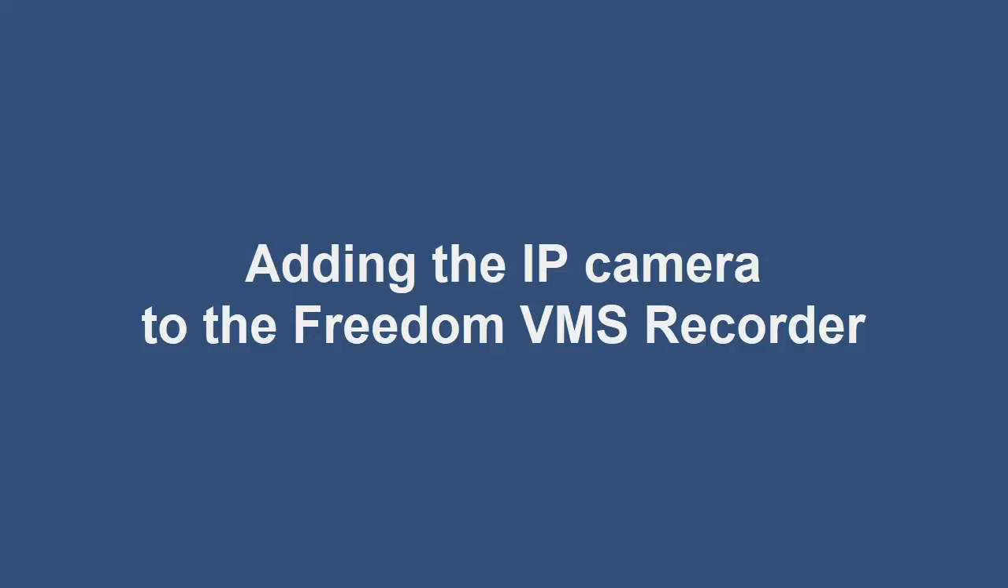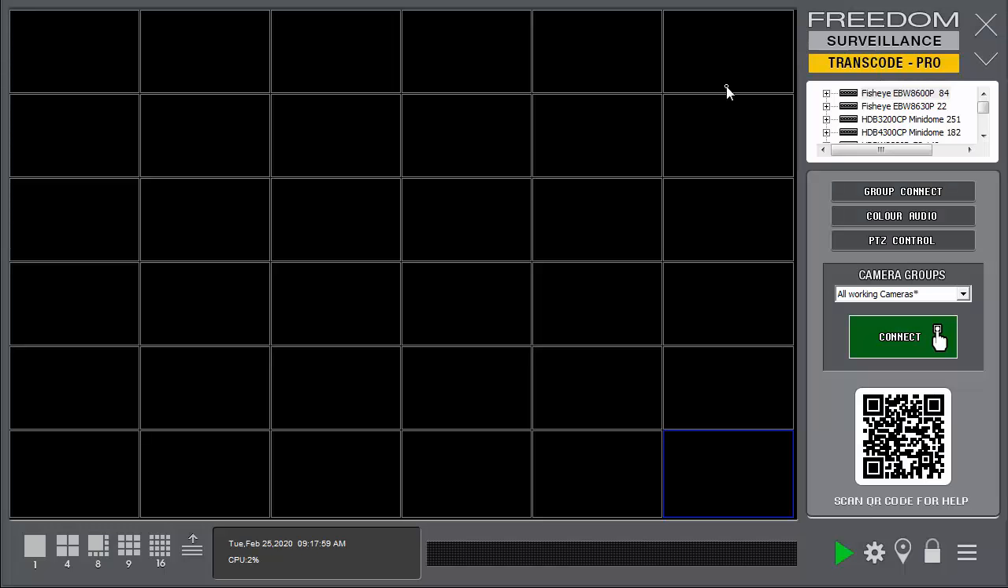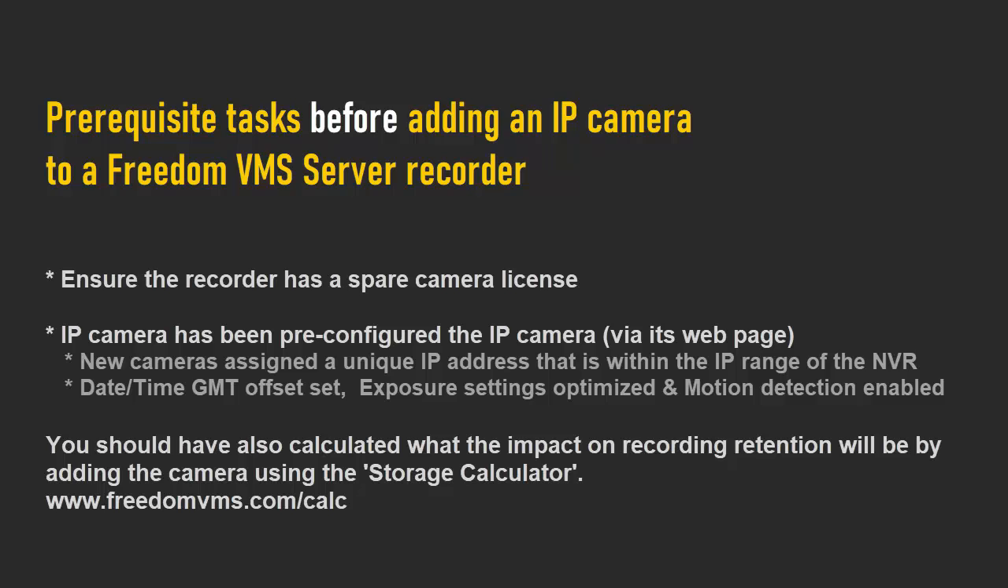Okay, so let's get to it. So I'm going to add the camera now. Before we continue, there's a few things I have done. I have pre-configured the IP camera, so it has an IP address that is unique on the network, and it is within the range that the recorder is on.